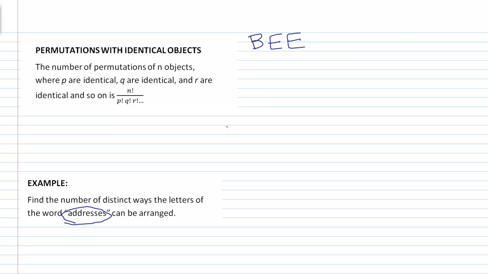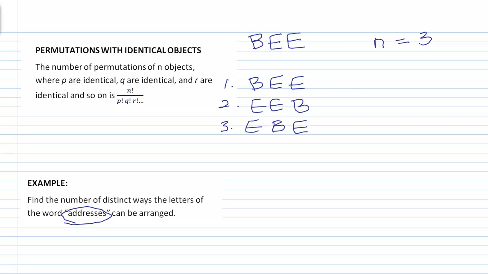If I was going to figure out all the ways that I could arrange these 3 letters, I would get B, E, E, E, E, B, or E, B, E. So there are 3 ways to arrange this. Now, there are no other ways that I can arrange all 3 of these letters. Let's look and see if that holds true for the factorial formula. So our n here is 3. We have n objects, B, E, E. So our numerator is 3 factorial.